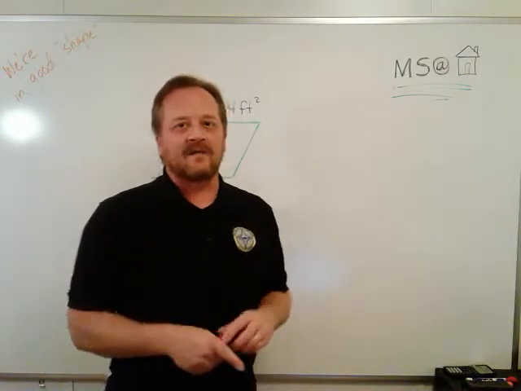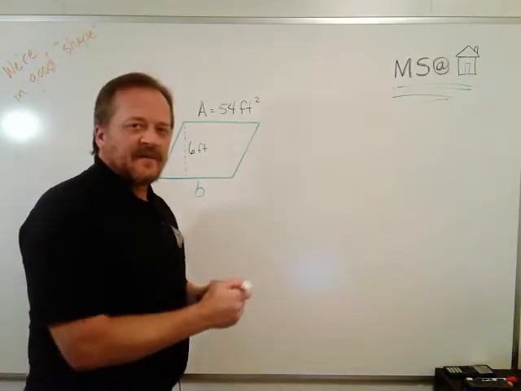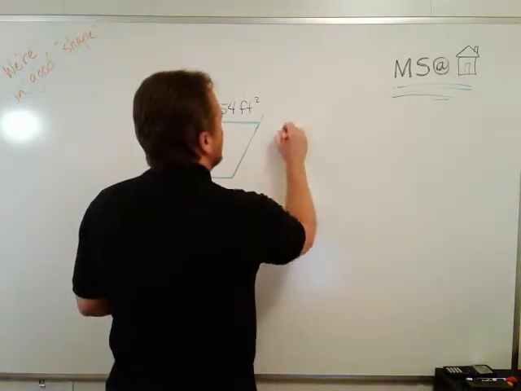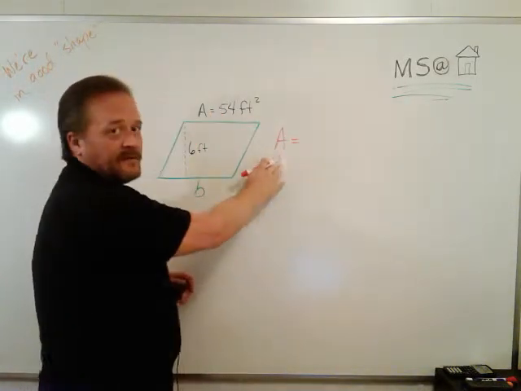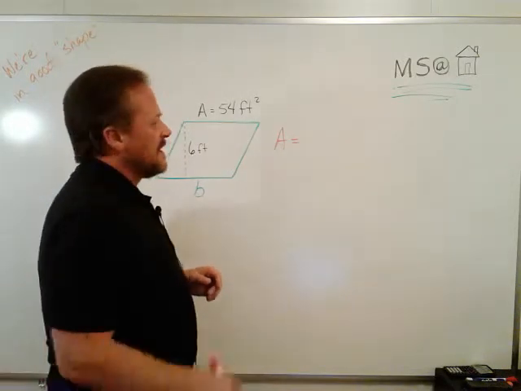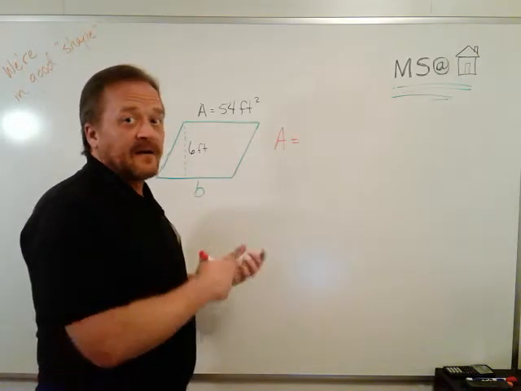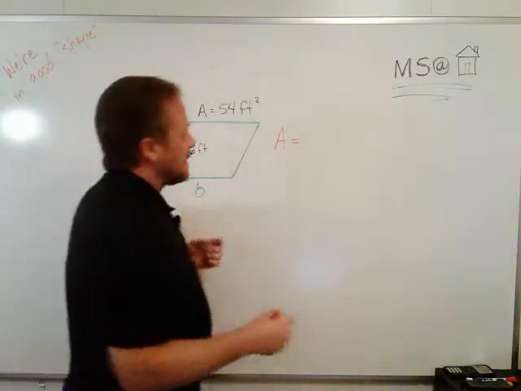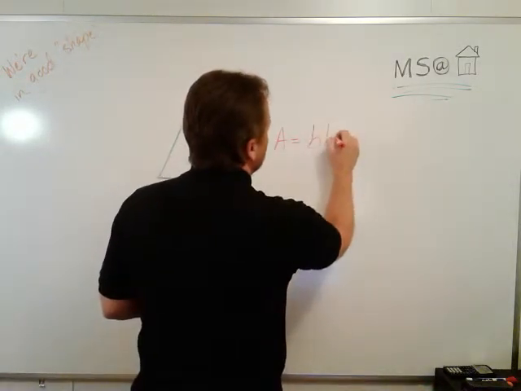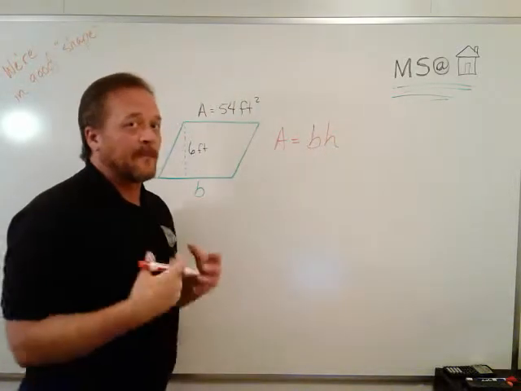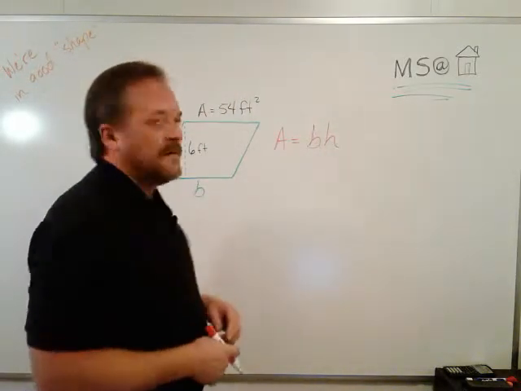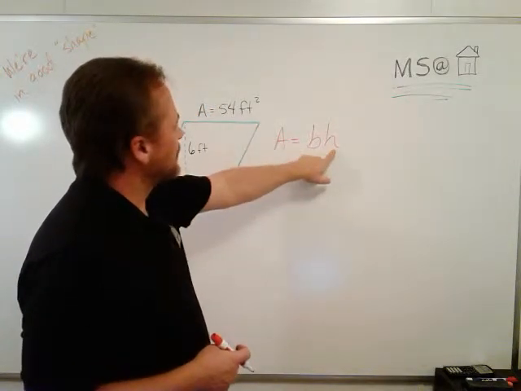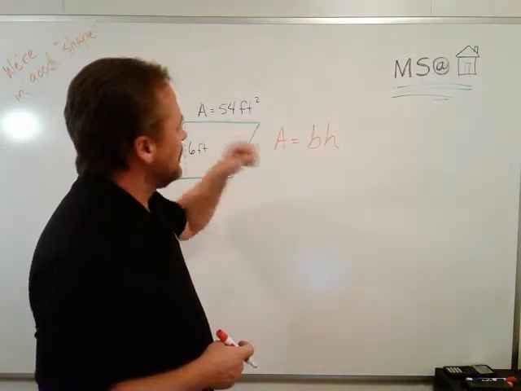Well, it all comes down to that area formula. Do you remember the area formula for a parallelogram? When you want to find area, the A comes first. And what do we do to find area? Well, we multiply the base times the height. Remember that? We basically stuck the B and the H together to show that we're multiplying those two. But this time, I already know the area and the height, and I'm trying to find the base.